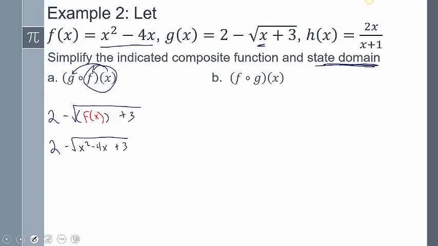Now I need to find the domain. So we went over there's 3 major domain restrictions. First, is there a potential for me to divide by 0? Well, in this case, no. The second, we said that you can't have a negative value inside of the square root. Oh, I have a square root. So I have to isolate what's inside the square root, x squared minus 4x plus 3, and I need to say that that's going to be greater than or equal to 0.